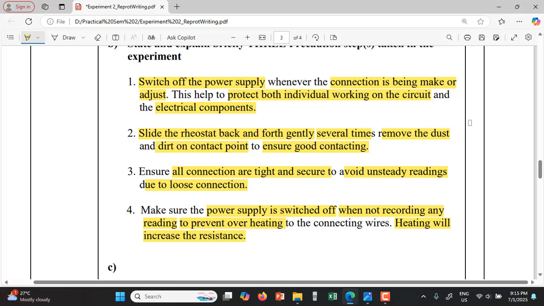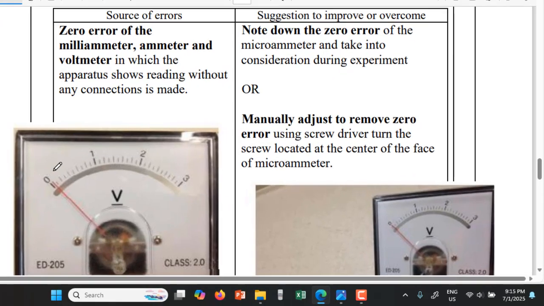You might pause the video and then note down dalam you punya report writing. One of the sources of error that might occur ialah sometimes kita akan dapati walaupun tak ada sebarang connection is made, the pointer is not exactly aligned to 0. There is zero error for our milliammeter, ammeter and also voltmeter, whereby the apparatus shows reading without any connection. So, kelas kita tak boleh mengabaikan zero error yang wujud ini. So, macam mana kita nak mengatasi zero error?